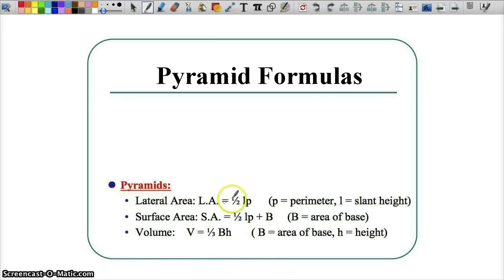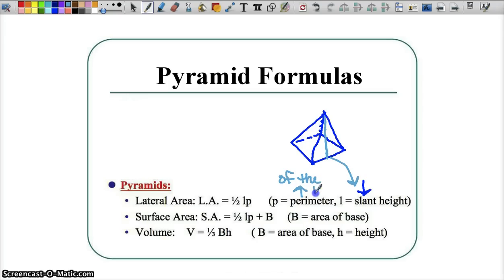We have the lateral area, which is 1/2 L P. Now remember that L is the slant height. So when you have a pyramid, now granted this is going to be drawn absolutely horribly, you have a height of the side of the triangle. That is what your slant height would be. So going up the side. P is still perimeter, and remember this is perimeter of the base.